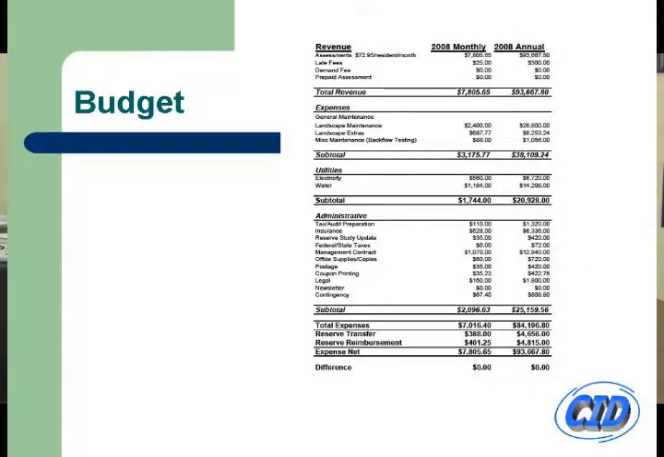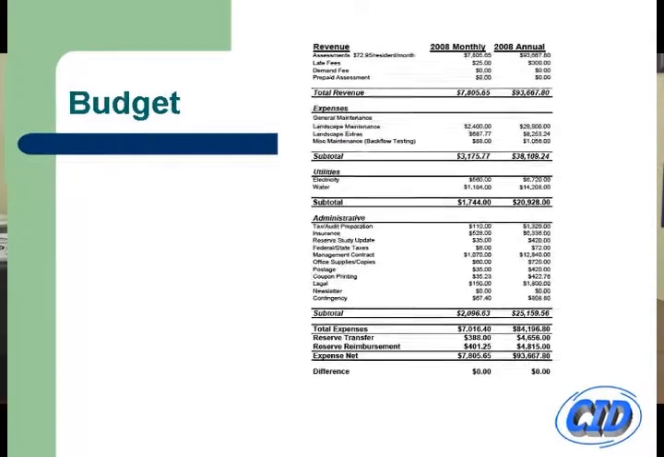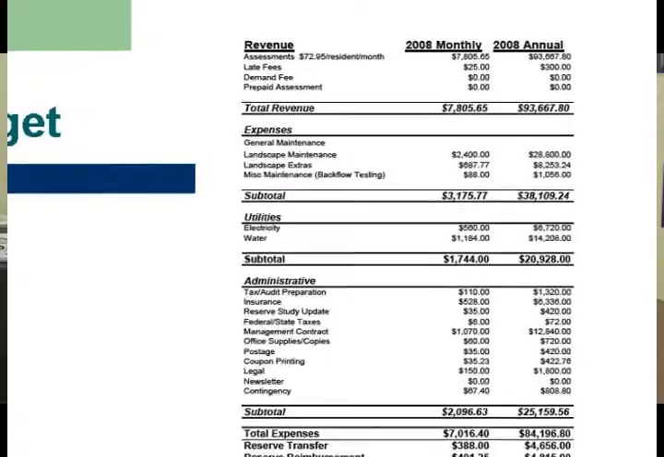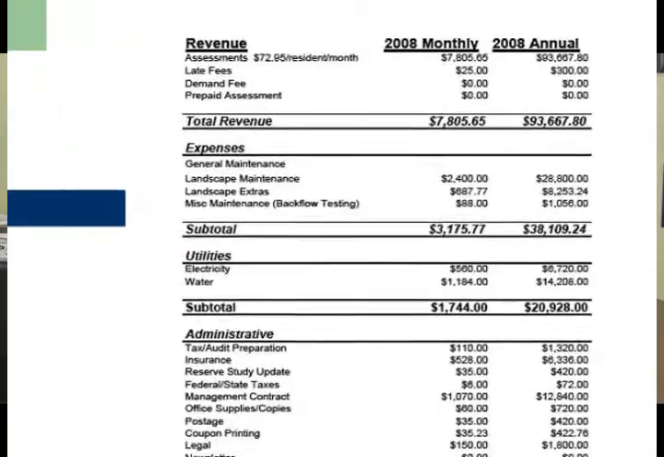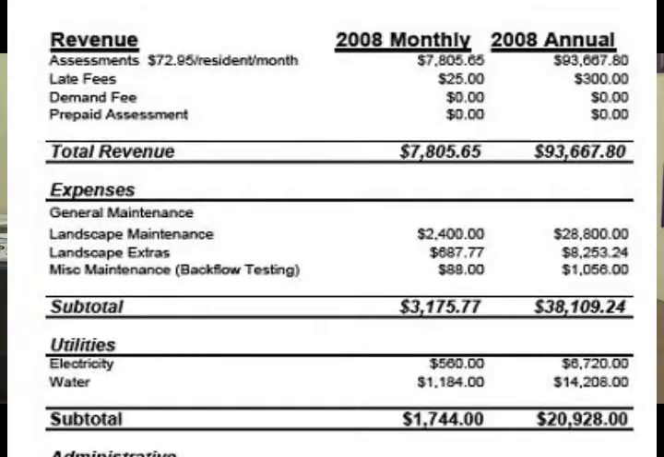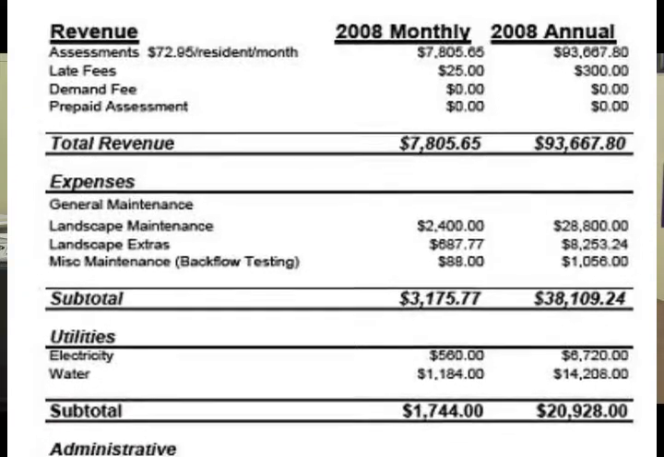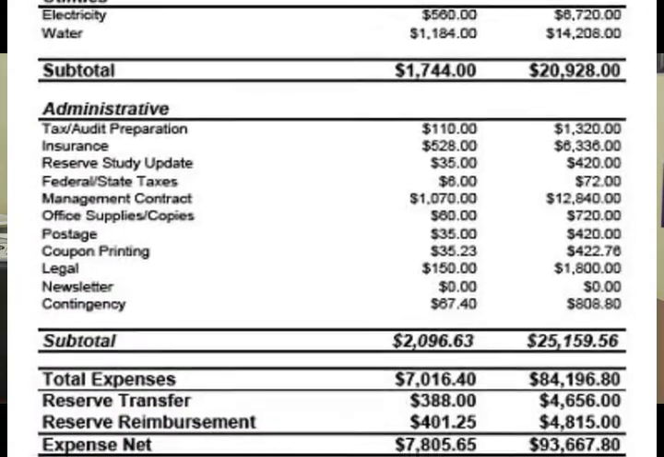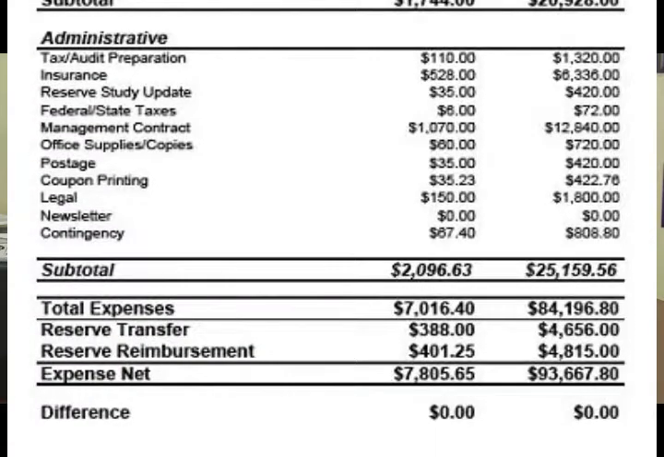Here you have the revenue on the top. It shows the amount of revenue per association resident here, and that's really the only item that you want to actually budget for. You'll have expenses, like electricity and water and insurance and all those sorts of things. You'll need to have those all budgeted for.